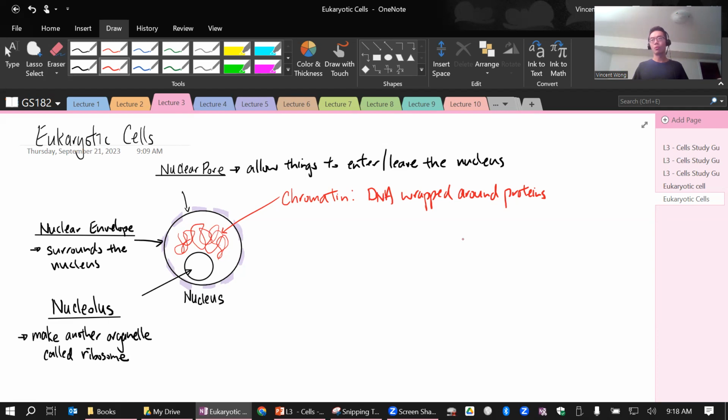So when a cell is not moving the genetic material, it's in the form of chromatin. When you need to move them, you pack it, condense it, it becomes chromosome. You move them to where you need them to be, and then it unpacks again into chromatin. Is that okay? So from the level of compactness: DNA, chromatin, chromosome. So you will find it in the nucleus.